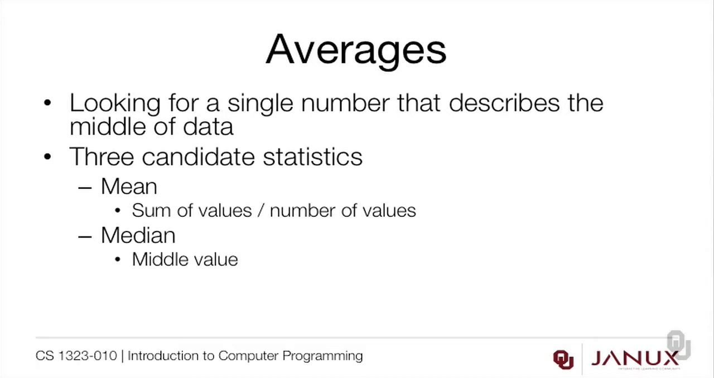But there are two other statistics that can be used too. There's the median, and that is the middle value. So if you were to sort the values in order, the median would be the one that was right in the center. And then there's the mode, and that's the most common value. So that's another way of looking at a value that might be in the middle in some sense.